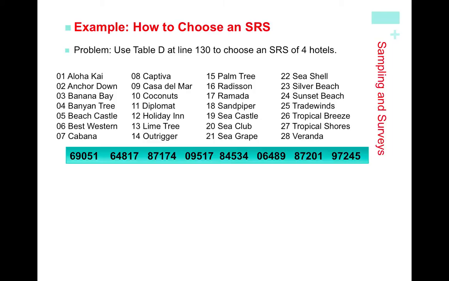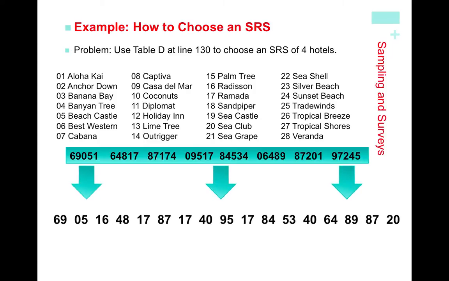Okay, in green, that box, all those numbers, that's line 130 in your Table D. So then the first thing I'm going to do is kind of separate them, right? So as I go through the list, I'm going through every second number, right? So 69. 69 is too high, so that's no good, okay? Your highest number is 28, so 69 is not possible. Then you get to 05. There's your first one.